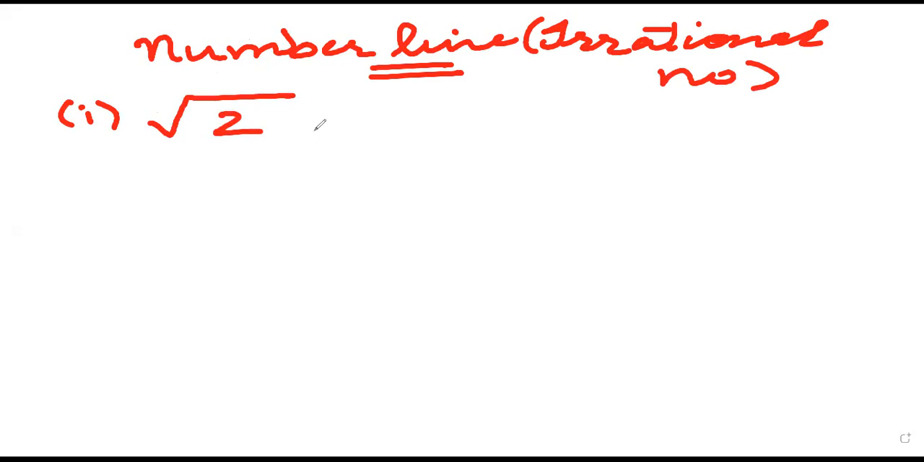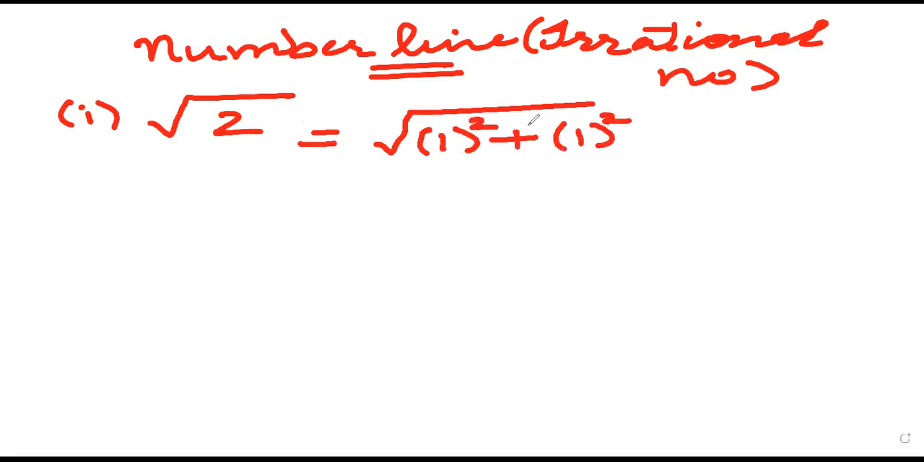Now, children, your first step is to write root 2 in the form of squares. Can you write 2 as 1 square plus 1 square? You will get the same answer. So your first step is to write square root 2 as the sum of 2 squares. I can write 1 square plus 1 square, which will give you square root 2.